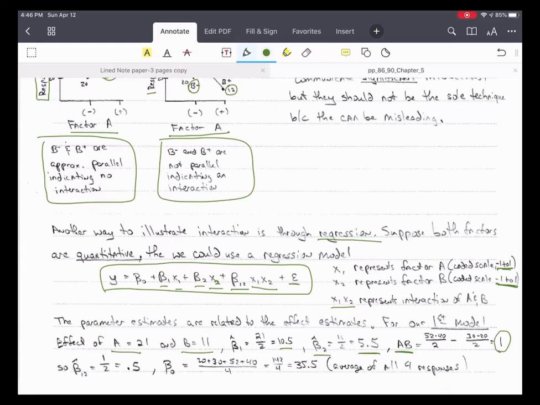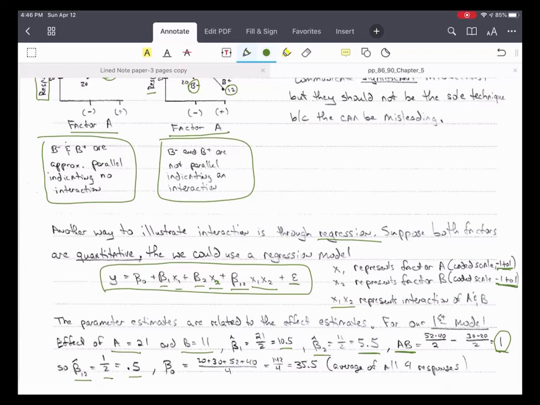So that was our effect for AB in the first model. We didn't calculate that before. So it's only a 1. And then we calculate beta hat 1,2, the interaction. We take a half of that interaction effect, and we get 0.5.